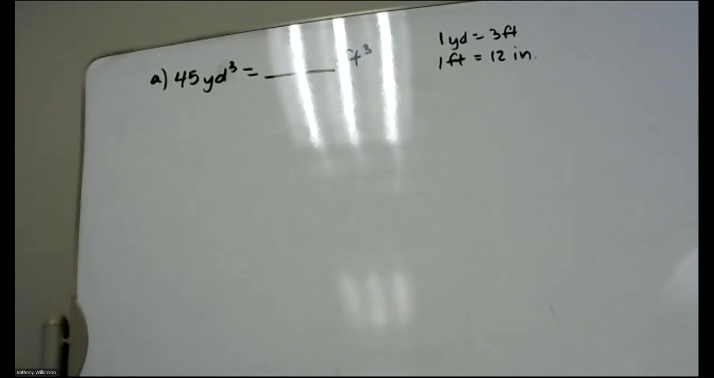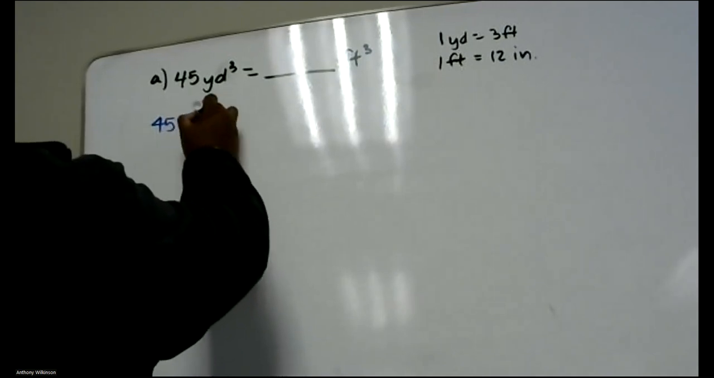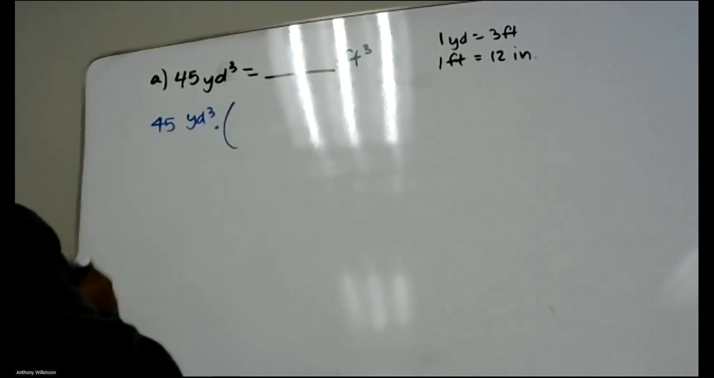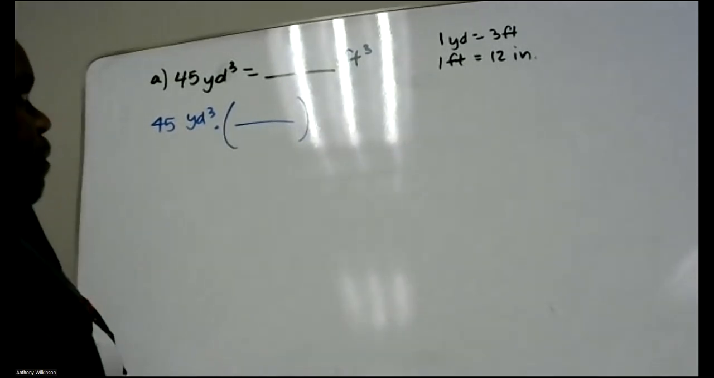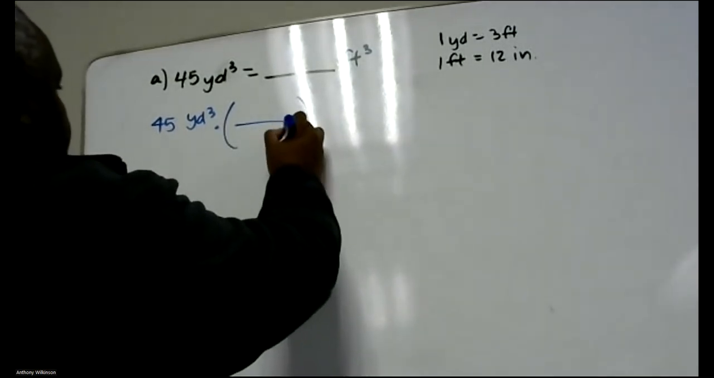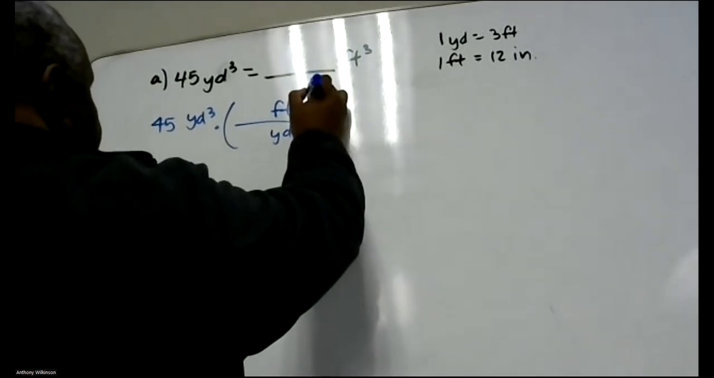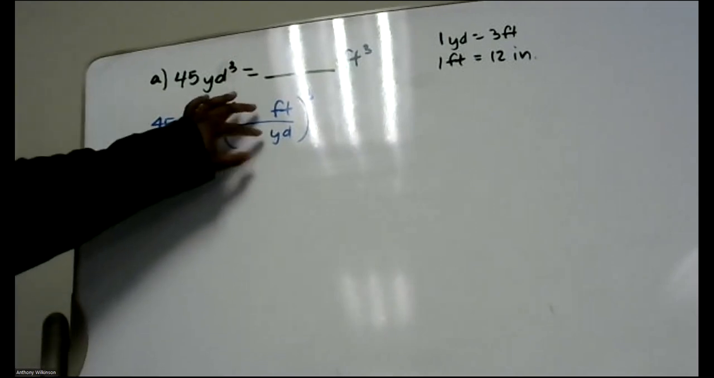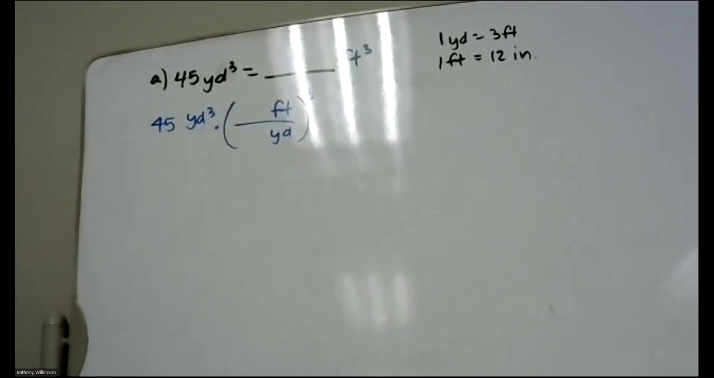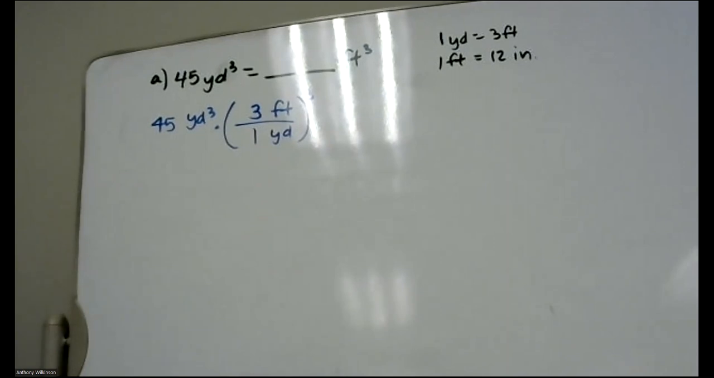So here we're going to use dimensional analysis. The 45 cubic yards, I'm converting from cubic yards to cubic feet. Okay. Now if I'm converting from yards, I have to put the yards in the denominator. So feet will have to be in the numerator. And this will have to be raised to the third power. The reason for that is because it's in cubic feet and cubic yards. I'm going from cubic yards to cubic feet, so I have to raise this to the third power. There are 3 feet, so the 3 goes in the numerator, to 1 yard, the 1 goes in the denominator.